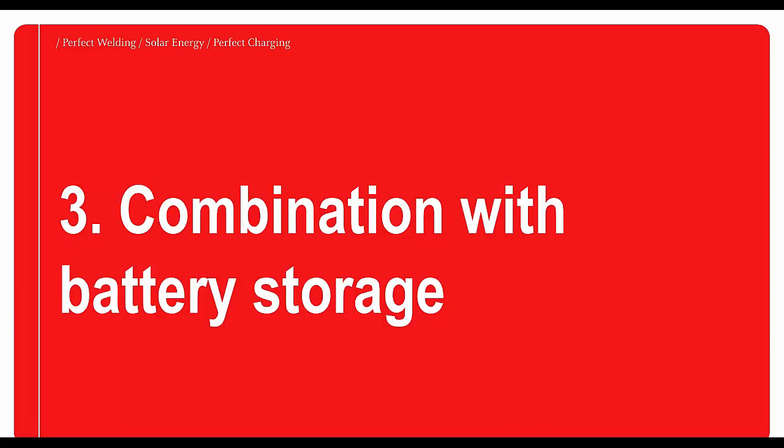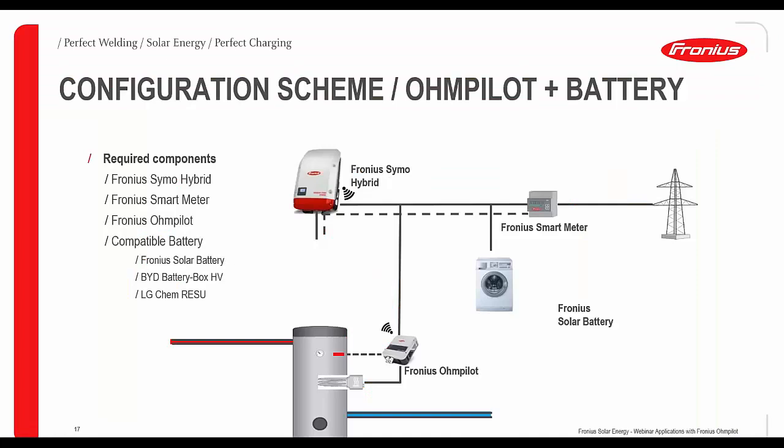Okay, the third combination would be then the battery storage. So we still have this unit with the Fronius inverter, in this case a Fronius Symo Hybrid, because this is the one we can connect the battery to. Then we have the Fronius Smart Meter on the feed-in point, of course, the Fronius Ohmpilot, and then we have 3 types of compatible batteries right now.